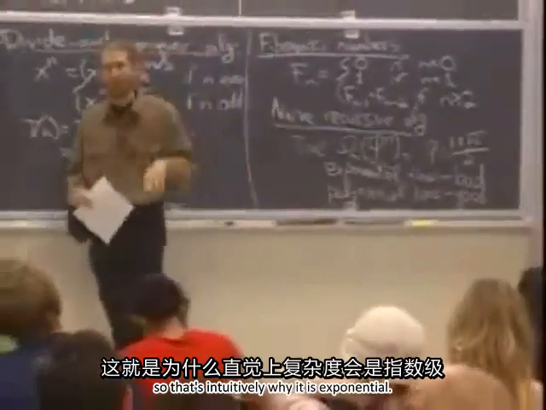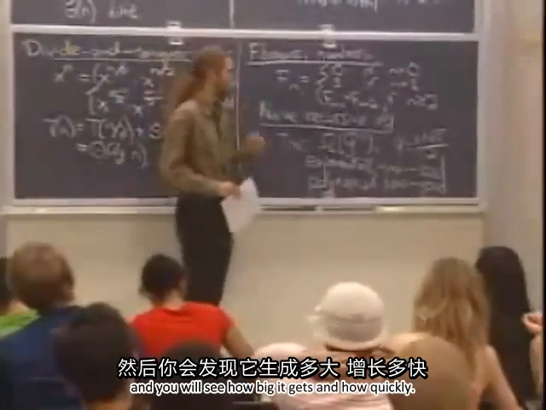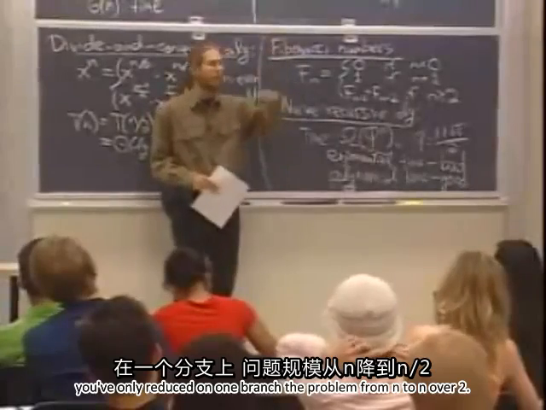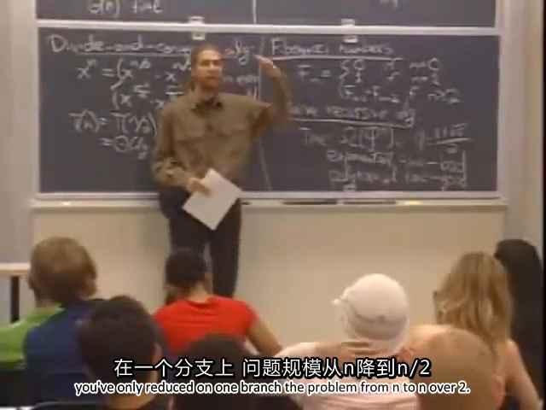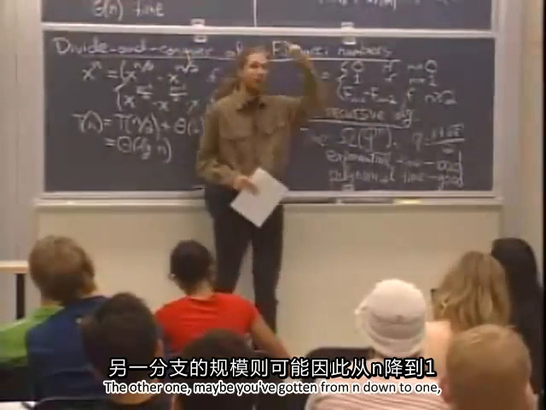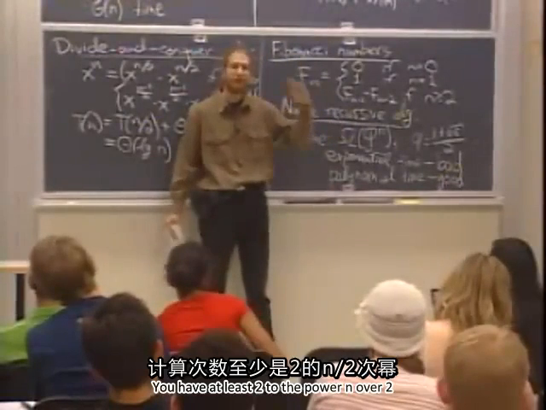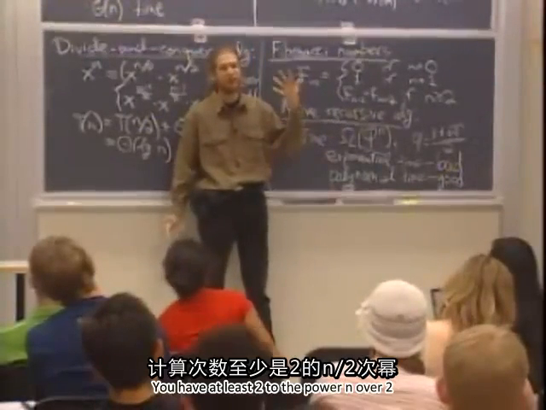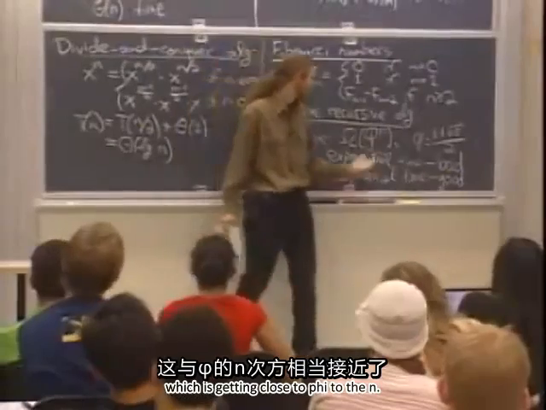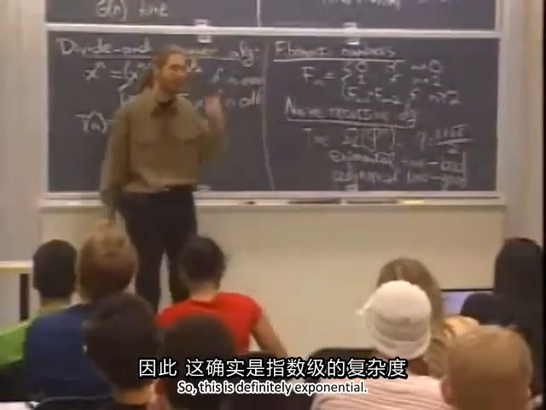So you're almost not reducing the problem size at all. That's intuitively why it's exponential. You can draw out a recursion tree, and you'll see how quickly it gets big. By n over 2 levels, you've only reduced on one branch the problem from n to n over 2. On the other, maybe you've gotten from n down to 1, but none of the branches have stopped after n over 2 levels. So you have at least 2 to the power n over 2, which is like square root of 2 to the power n, which is getting close to phi to the n. Okay, so it's definitely exponential.